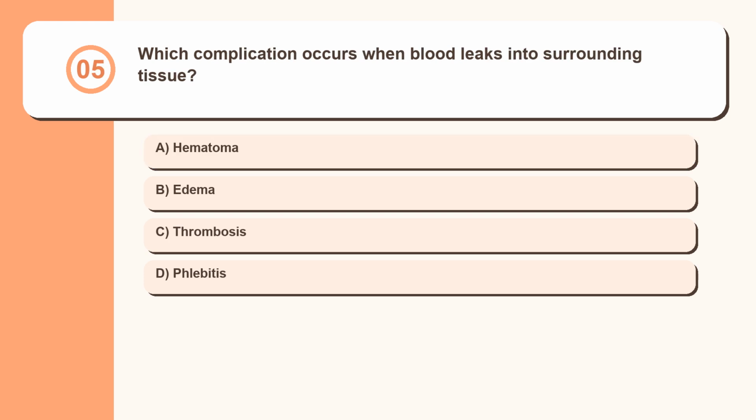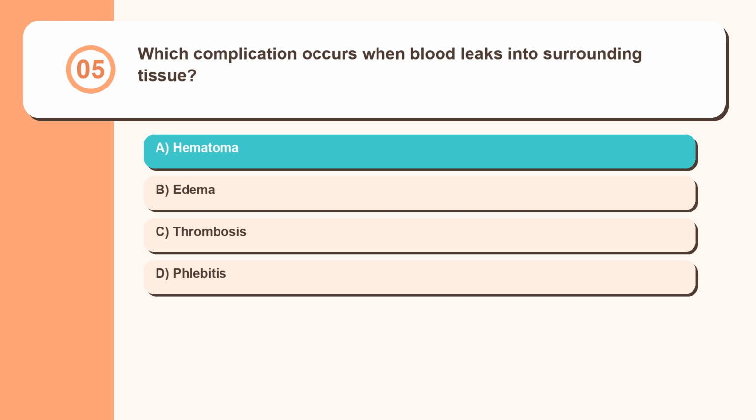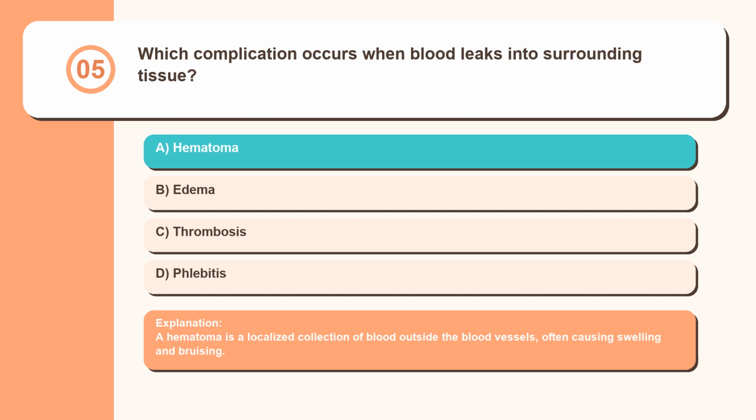Question 5. Which complication occurs when blood leaks into surrounding tissue? Hematoma, edema, thrombosis, phlebitis. A hematoma is a localized collection of blood outside the blood vessels, often causing swelling and bruising.